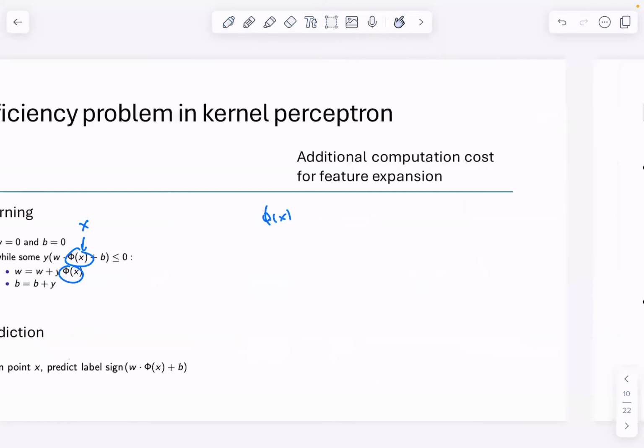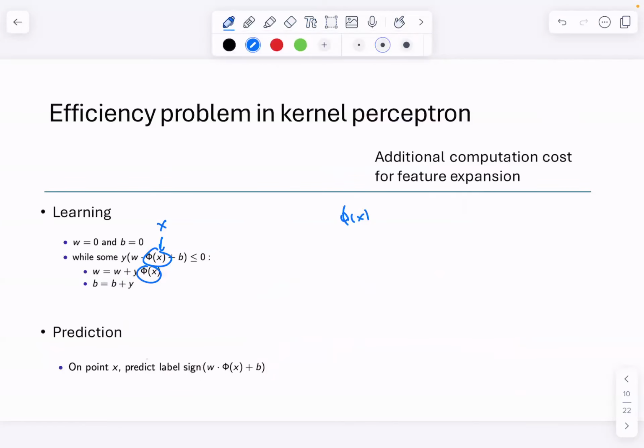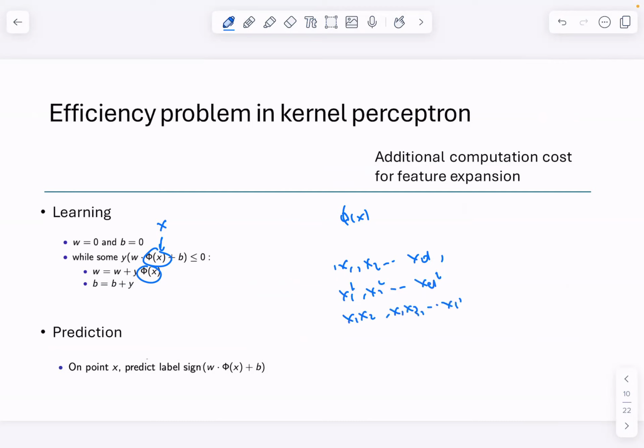Let's still use the quadratic kernel example, right? Let's say this phi x is x1, x2, up to xd, and x1 squared, x2 squared, up to xd squared, and x1 x2, x1 x3, up to x1 xd, right? And all the way up to x(d-1) xd, right? We have this many features.